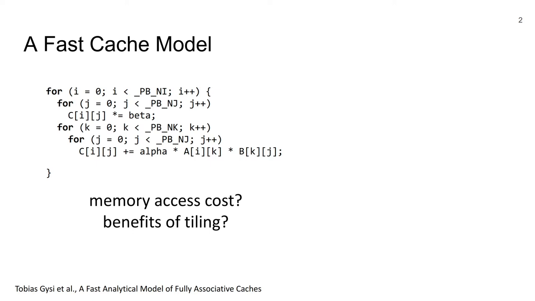But what about the memory access cost of this code? Or the benefits of optimizations such as tiling? The answer is less clear. Memory access behavior is today critical for the performance of a program. Consequently, memory-aware programming is central for programmer productivity.